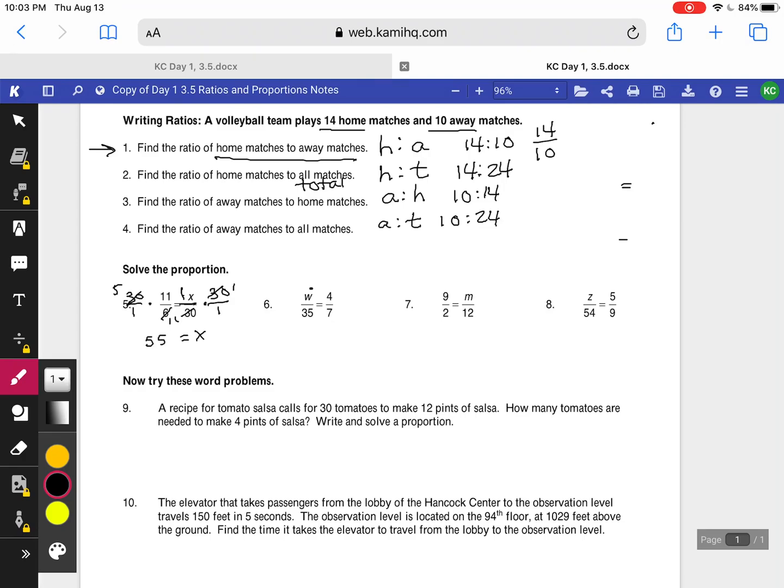55. Now we could also talk about the idea that if I have 11 over 6 is equal to x over 30, I can look at the relationship across, and I know that 6 times 5 was 30, so 11 times 5 is 55. So that's a great thing with proportions. You use your knowledge and your number sense, and you're able to look at many different ways to solve these problems. Number 6, I have 1W is to 35 as 4 is to 7.